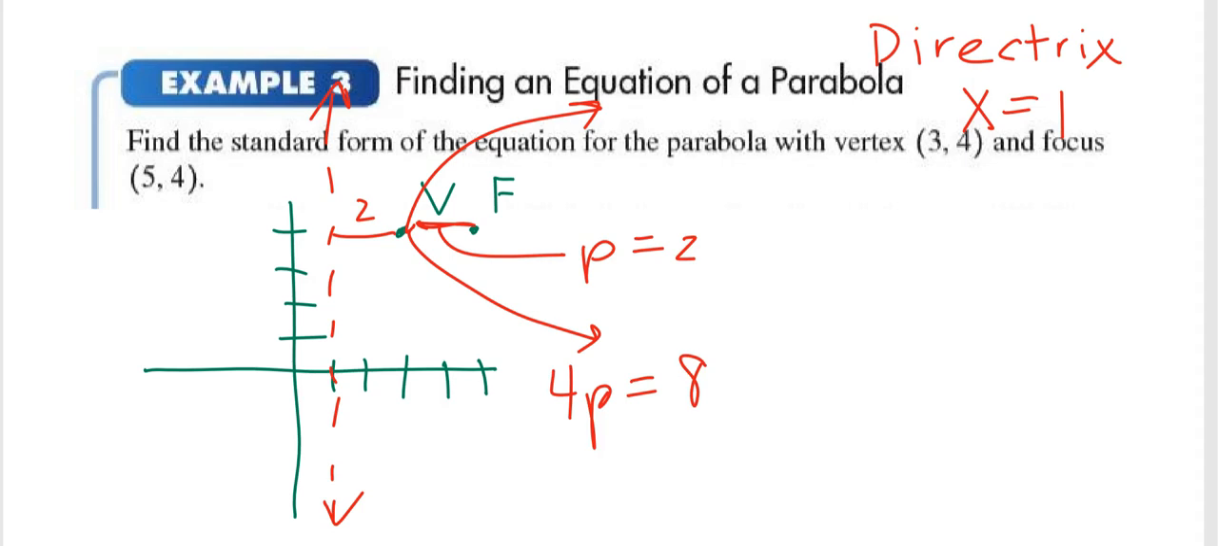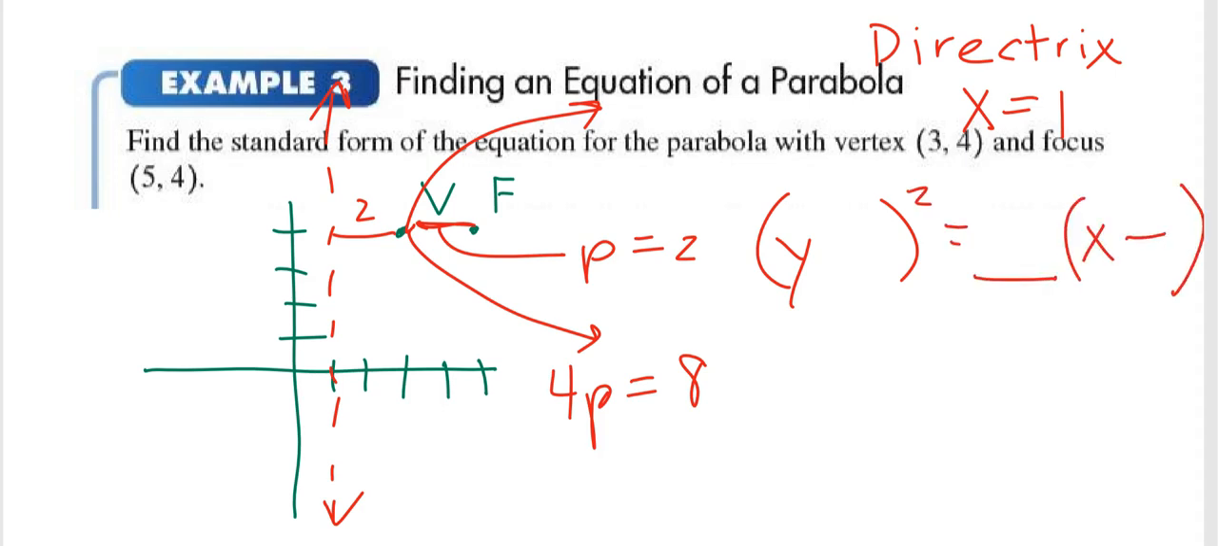All right, now we need to write our equation. What's getting squared? Is it the y or the x? The y. So, what goes inside the parentheses? X minus 3, good, and y? Y minus what? 4. What's going here? Positive 8. That's true because it's opening to the right. To the right. To the right.